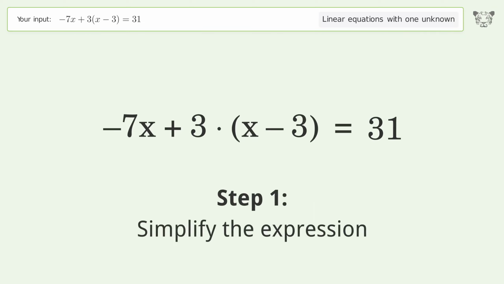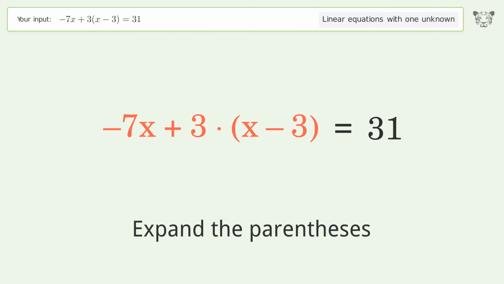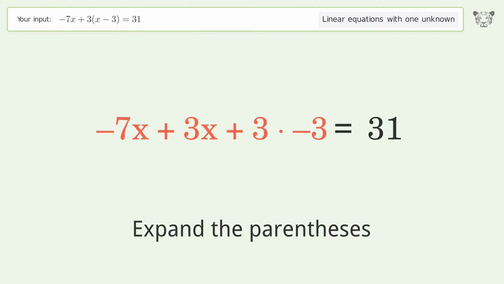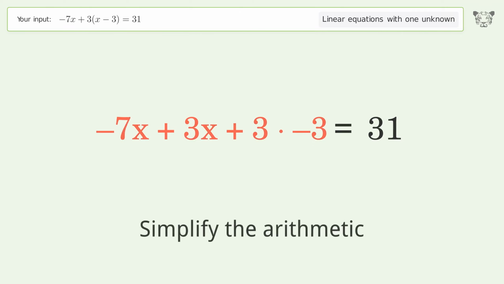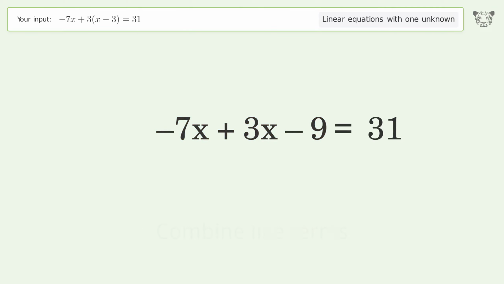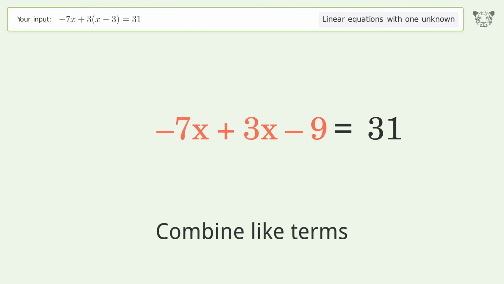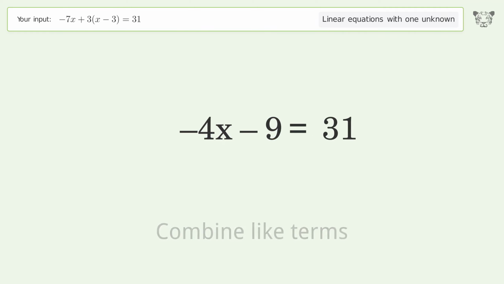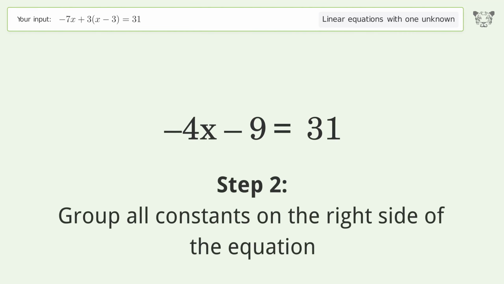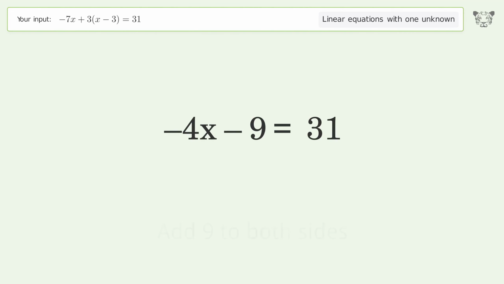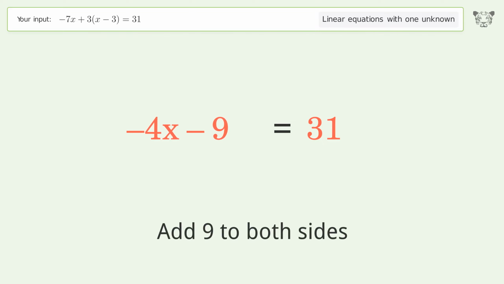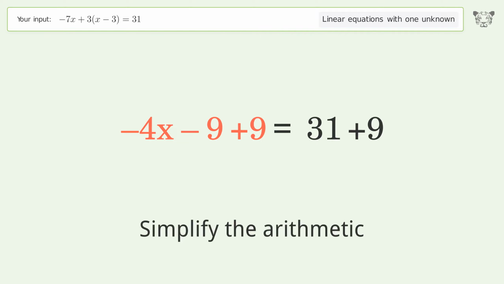Simplify the expression. Expand the parentheses. Simplify the arithmetic. Combine like terms. Group all constants on the right side of the equation. Add 9 to both sides. Simplify the arithmetic.